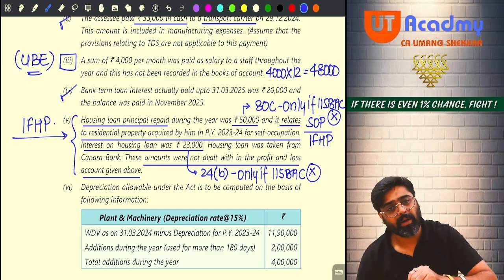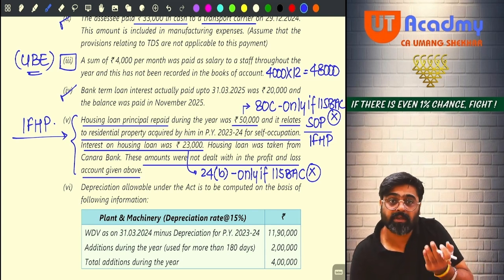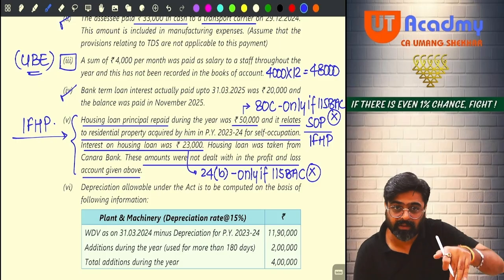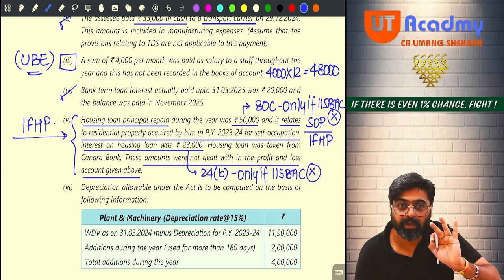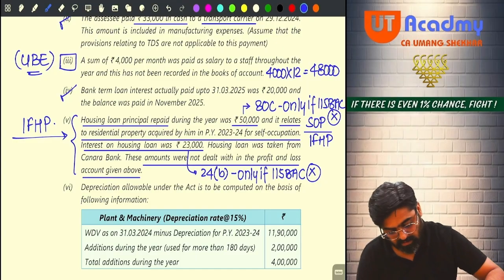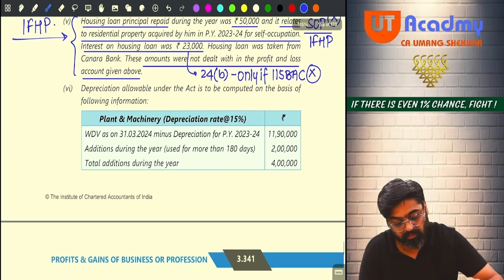Okay. Did you understand this information? No adjustment for this information should be given to the profits because nothing written here is recorded in P&L. Don't touch your profit for this information. Depreciation allowable under the Act is to be computed on the basis of the following information.